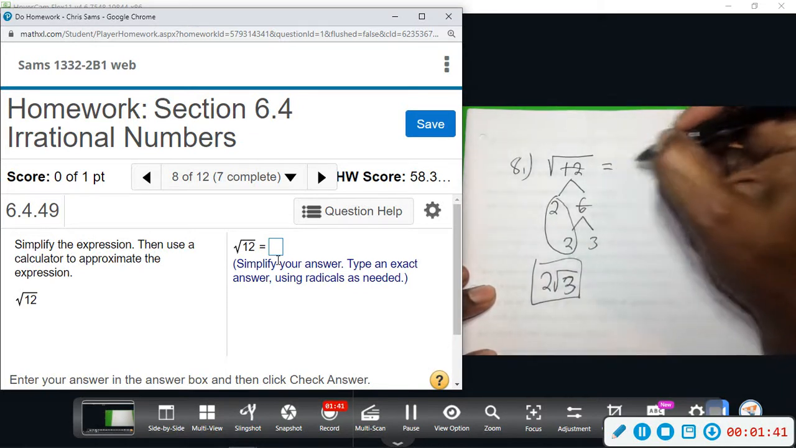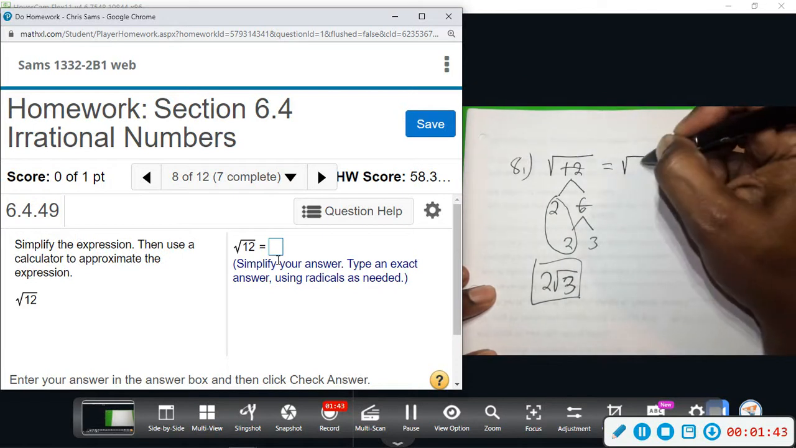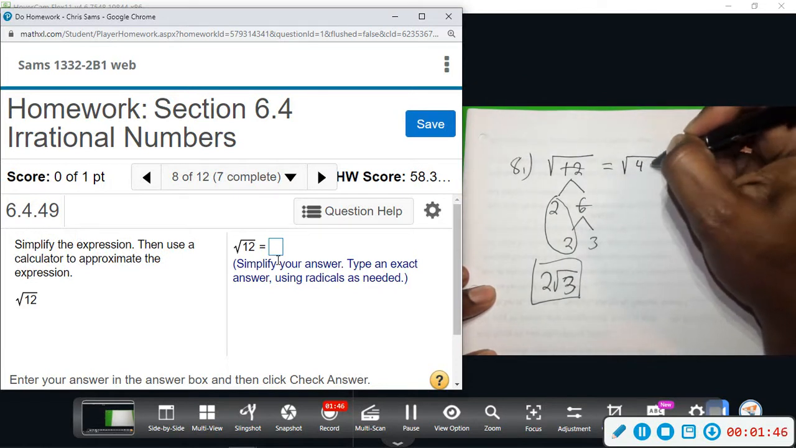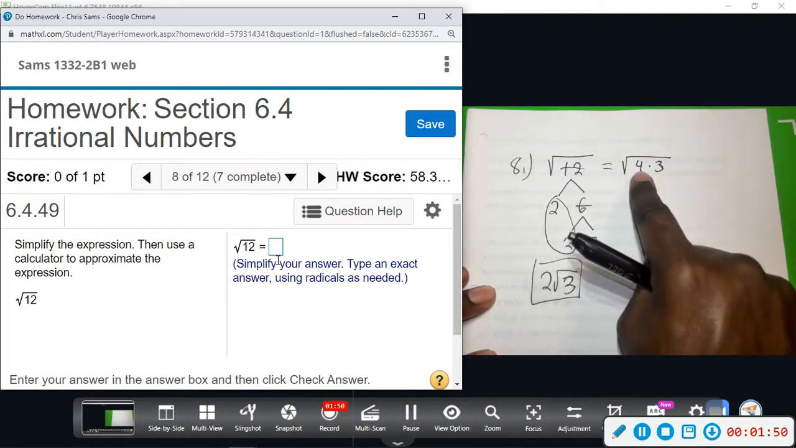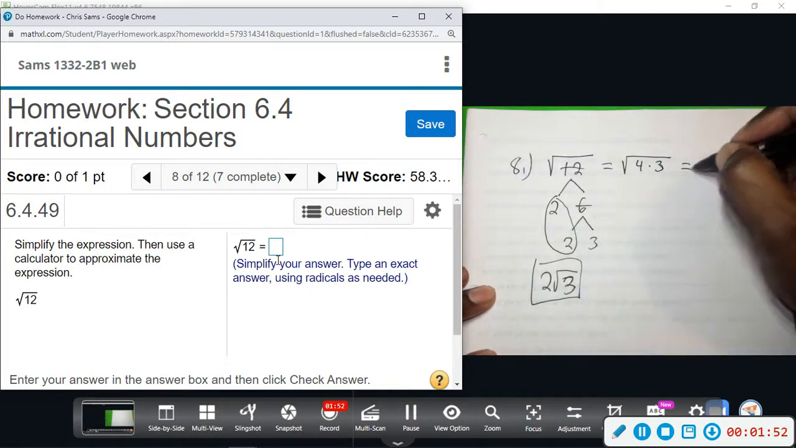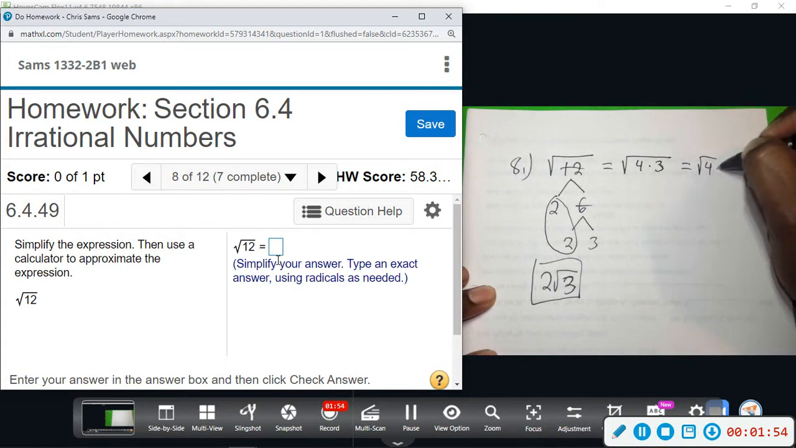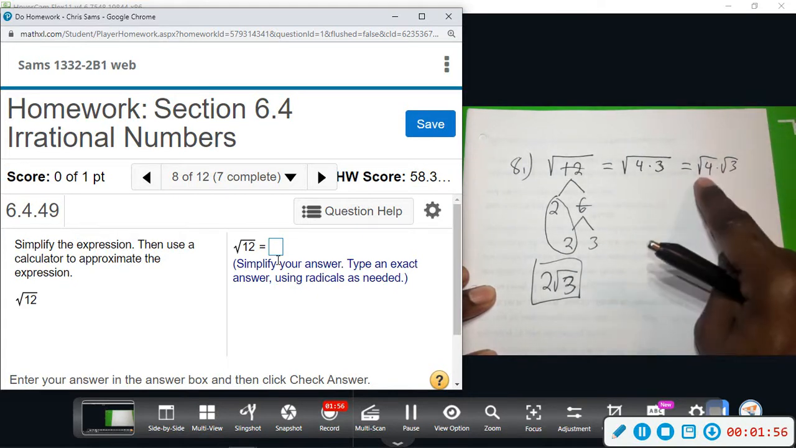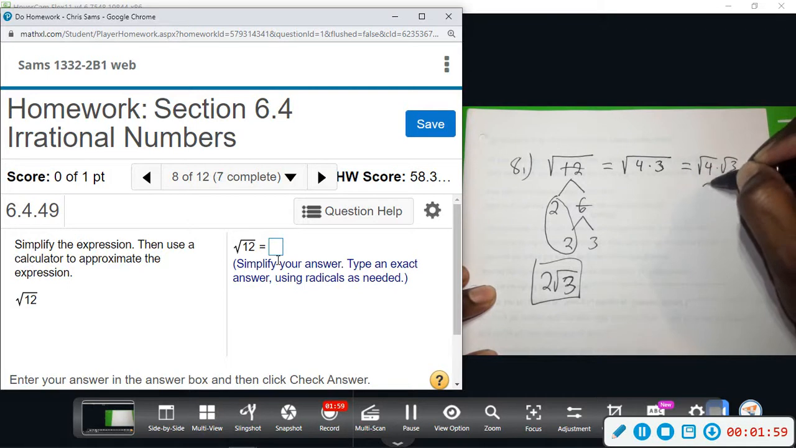You could also say that this is equal to the square root of 4 times 3. That's another way to break it down. 4 is a perfect square, so you're looking at the square root of 4 times the square root of 3, and the square root of 4 is just equal to 2, and then the square root of 3.